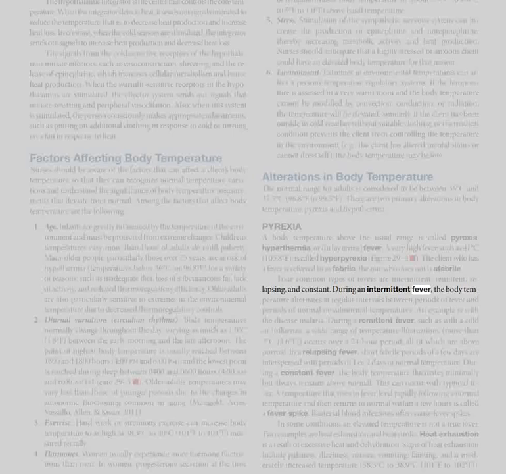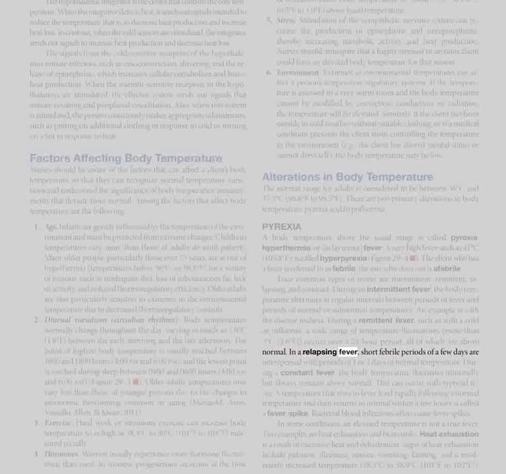During an intermittent fever, the body temperature alternates at regular intervals between periods of fever and periods of normal or subnormal temperatures. An example is with the disease malaria. During a remittent fever, such as with a cold or influenza, a wide range of temperature fluctuations, more than 2 degrees Celsius, 3.6 degrees Fahrenheit, occurs over a 24-hour period, all of which are above normal.